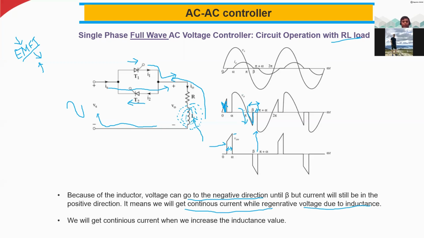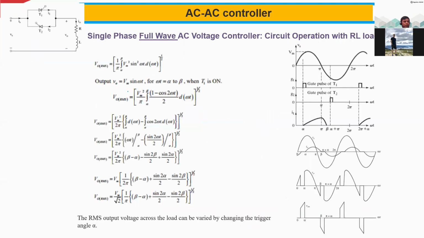So even though it's in this way, you can see here we will still have continuous current. We are not cutting out the current between this gap or interval. We will get continuous current when we increase the inductance value. If you increase the inductance value, of course, the magnetic field will be different, so the time to discharge will also take longer. Then the beta value will increase more and more towards this direction. Okay, this is the RL load and how the circuit works.